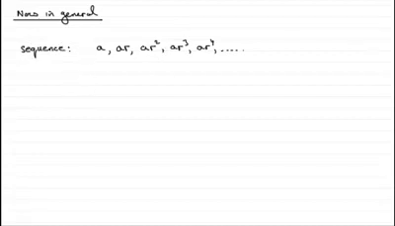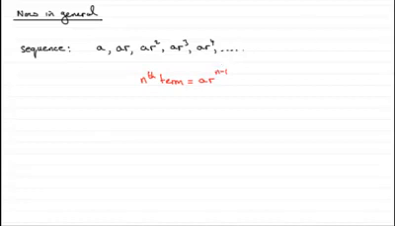So clearly you should be able to see that the nth term is given by a times r to the power n minus 1. So if I wanted the third term, n would be set at 3, and it would be ar to the 3 minus 1, ar squared. And you can see the third term is ar squared.